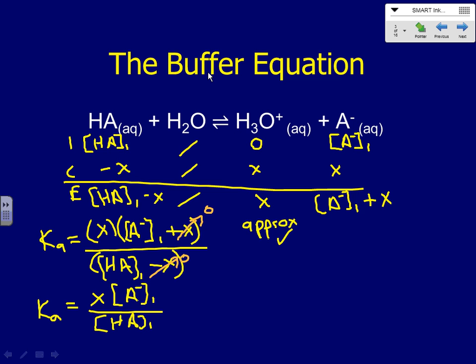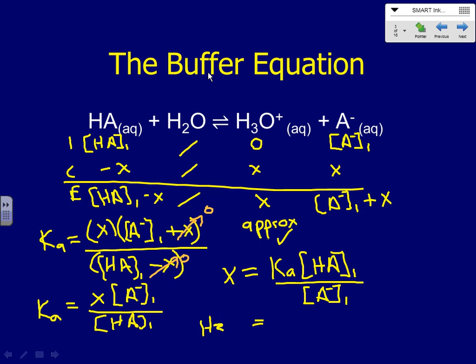Ultimately, I want to get the pH for this thing, and just as before, X is the H3O plus concentration, so I want to solve for X. So we'll bring that up there and down below. So X is equal to the Ka times the concentration of the acid initial over the concentration of the base initial, and that is equal to H3O plus.